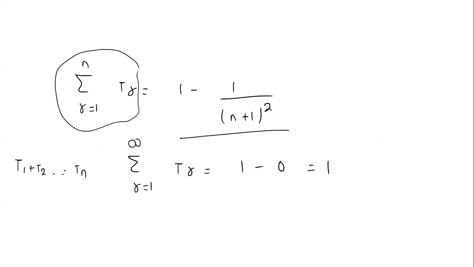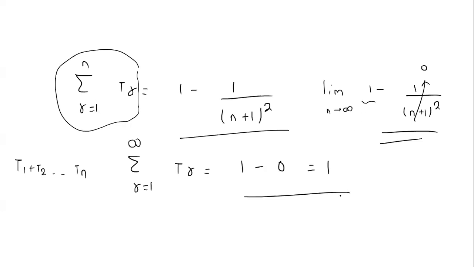Now to find the sum of infinite terms, you can take the limit n tending to infinity of this summation, and this term goes to 0 as n tends to infinity, and the remaining thing is only 1. So the final answer for the sum of infinite terms is 1. So in this way we can solve this.